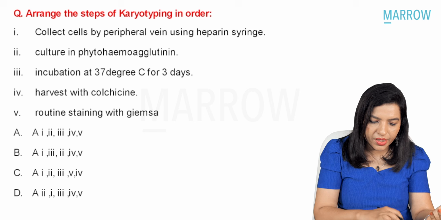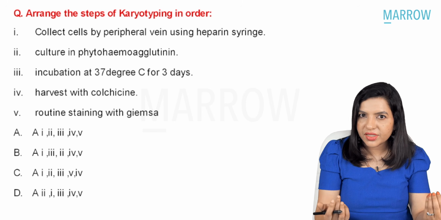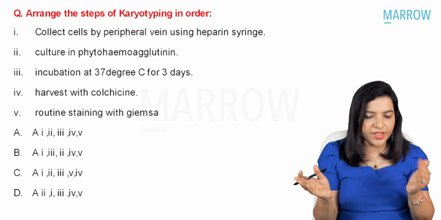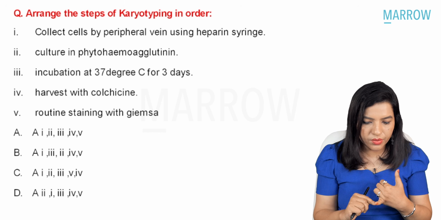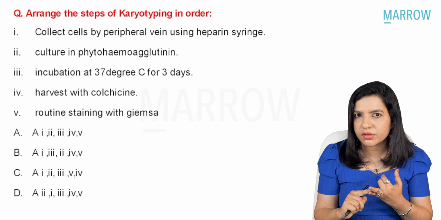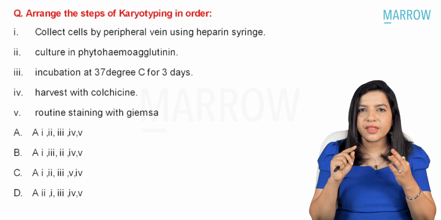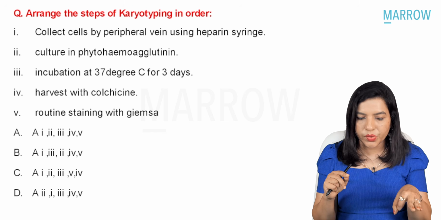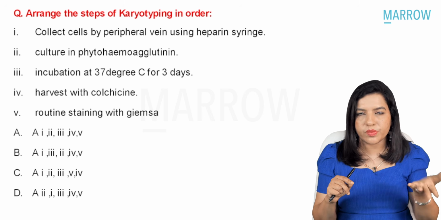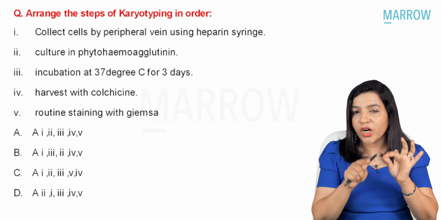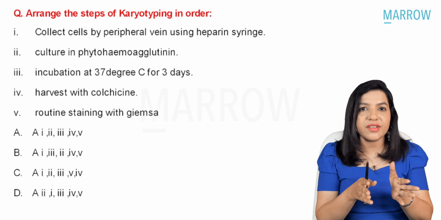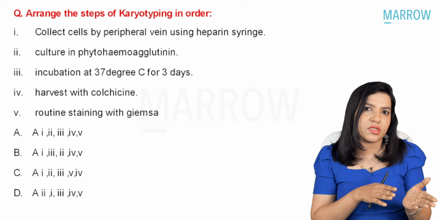Collect the cell, okay. Then culture, dividing and non-dividing cells, in culture media, where phytohemagglutinin is used. Incubated at 37 degrees for 3 days, then harvest it with colchicine because we want to arrest it, and routine staining with Giemsa. So this is the order of karyotyping. I hope it is clear. Apart from that, you should also learn the various banding techniques, which were also asked in previous years.